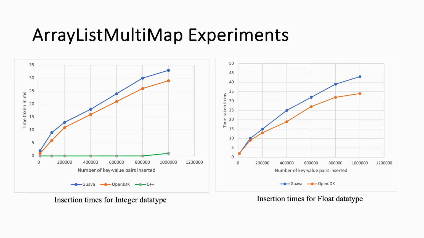Since the goal of this project is to provide a new implementation in OpenJDK and in Java, for further experiments, we won't be comparing it with the C++ implementation of MultiMap. In both of the graphs, we can see that our implementation of MultiMap in OpenJDK performs better when compared to the Java implementation of MultiMap.